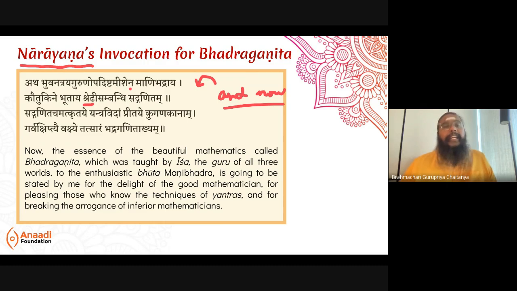Upadishtam, Ishena, Guruna, Ishena. Both are in the Tritiya Vibhakti. So, by the Guru, Isha, of the three universes, Guruna Upadishtam, that was taught by him. To whom? For Manibhadraya, Kautukine Bhutaya. Kautukin Manibhadra becomes Kautukine Bhutaya Manibhadraya. All these are adjectives to Manibhadra.